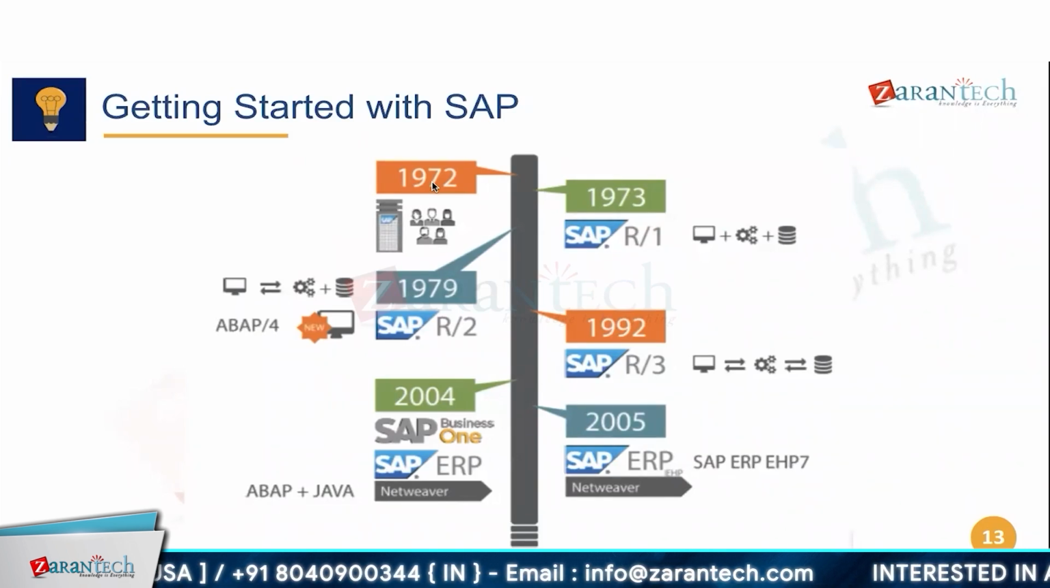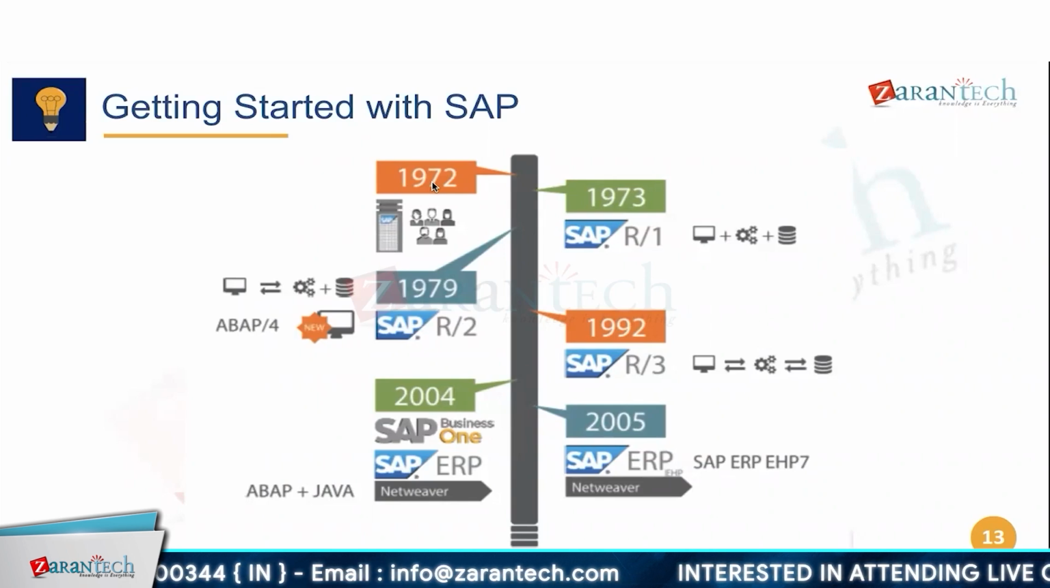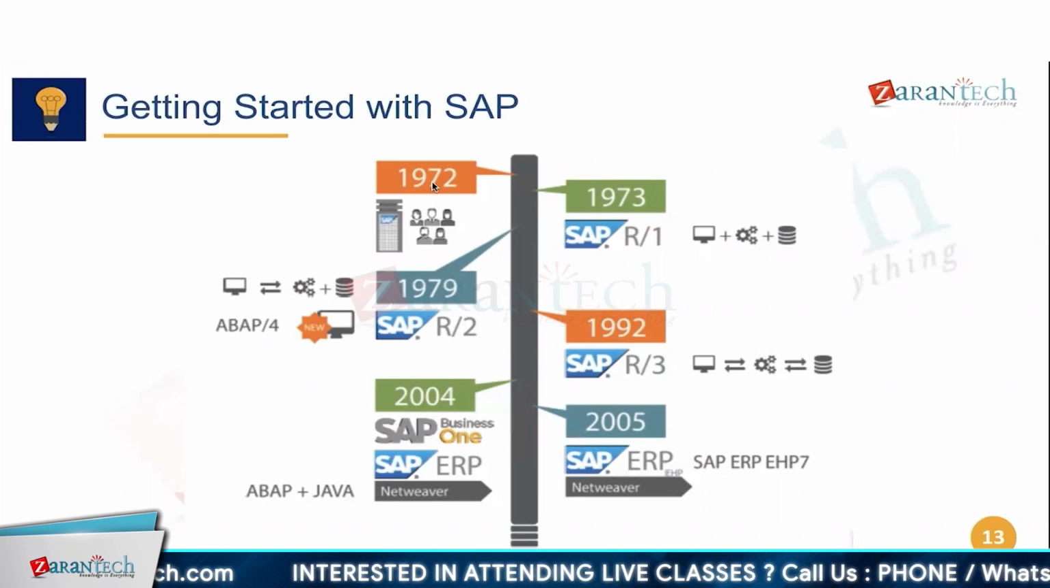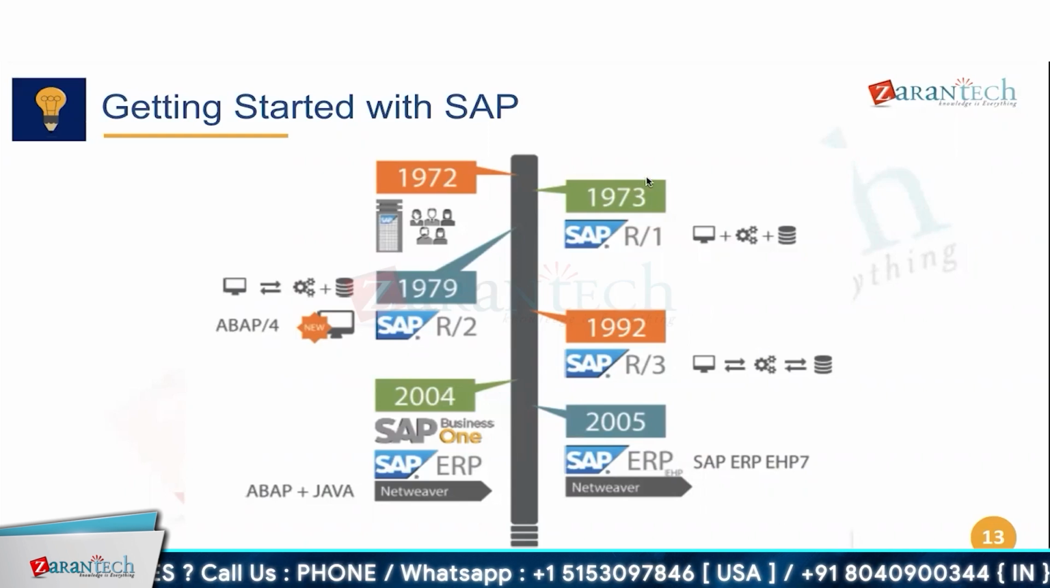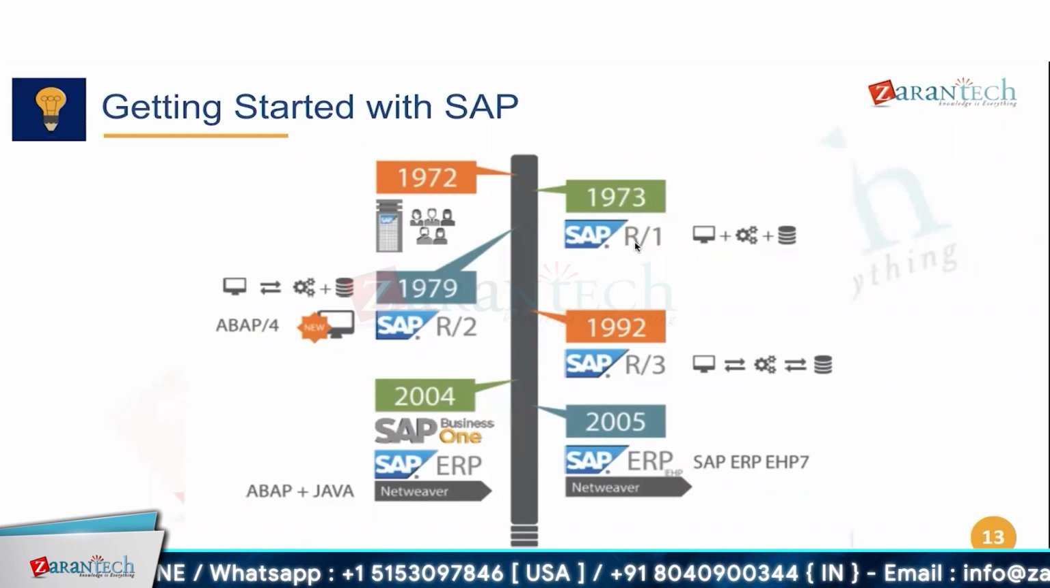So they took the product and started their own company in Germany, in Walldorf, which is the headquarters for SAP now. They started in a small bunk. They took the patent and took the product out of IBM and started. So in 1973, they started with R1.